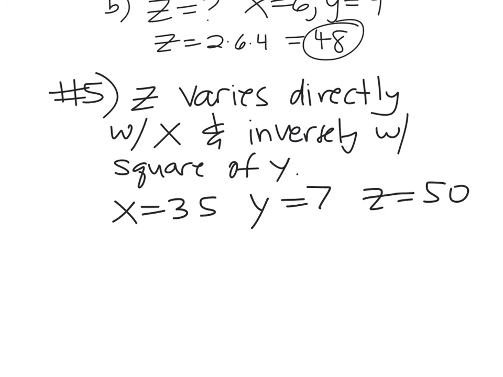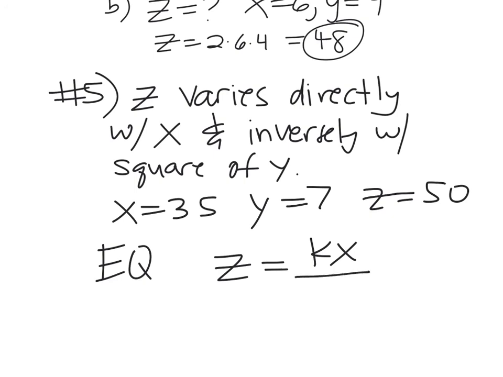All right, so the first thing you're going to do is write down a generic equation with k in it. That's step number 1. And then you'll plug all those in, find out what k is. All right, here we go. Z varies directly with x, so straight across with x. Directly means I'm going directly there, okay? Inversely with the square of y. Ooh, there it is, y squared.